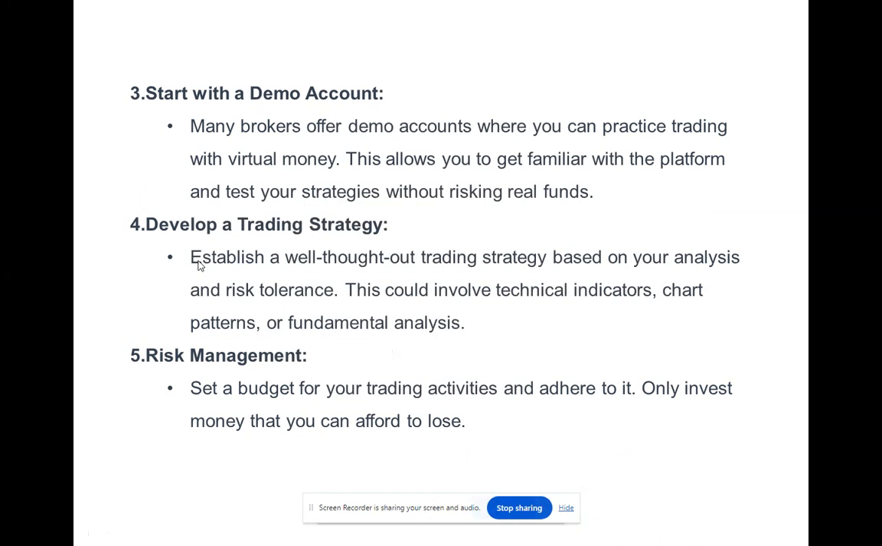Then number four, develop a trading strategy. I'm only listing out the basic steps you can follow to make money and profits in binary option. As time goes on, I'm going to teach you some of the trading strategies that I use to make profit in binary option. So you must develop a trading strategy.